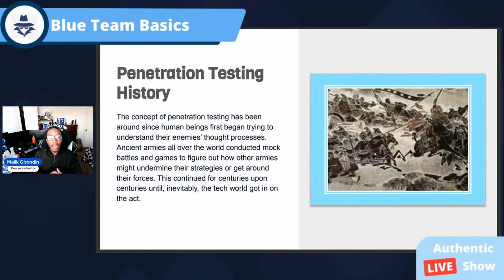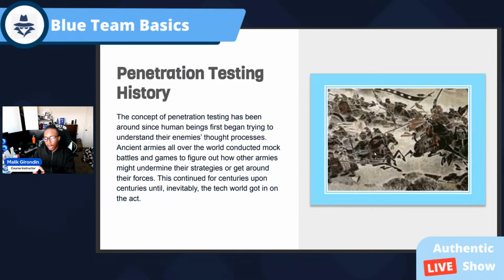Let's read on. Ancient armies all over the world conducted mock battles and games to figure out how other armies might undermine their strategies or get around their forces. Now, in cybersecurity, this is called a tabletop exercise. You're doing mock battles, mock games. I mean, that's why we have TryHackMe, Hack The Box. We have these mock labs, mock machines, not actual real machines in a corporate environment, but just to practice battle strategies. If you guys play video games, you're probably going to have a private match, playing against bots.